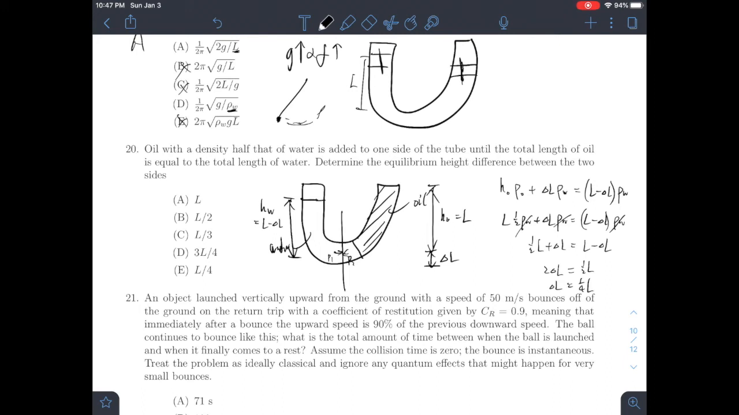So because we know that delta L is equal to 1/4 L, but remember we want to know the difference between their heights, which is twice delta L. Because we can imagine we remove delta L from the water to add it to the oil. So the difference of height is equal to 2 delta L, which is 1/2 L, which is B.